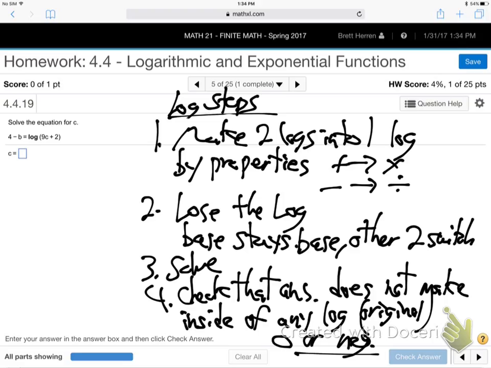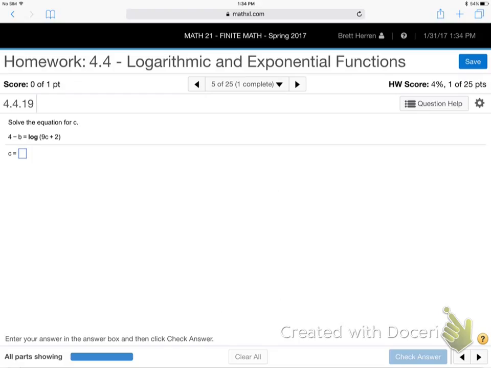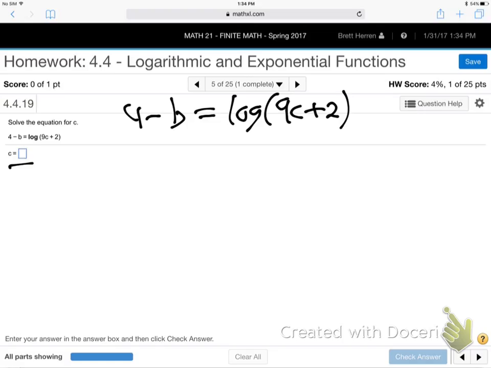So, as I look at this, I've got 4 minus b is log of 9c plus 2. Well, maybe I'm just going to go to a new screen here. Did you guys get all that down? I wrote it down. It's the same instructions I wrote down last week. All right, so let's solve this thing now. So 4 minus b is log of 9c plus 2. They want me to solve for the c. See how they're saying c equals? They want me to get the c alone. But anyway, it's basically the same steps we've been doing.